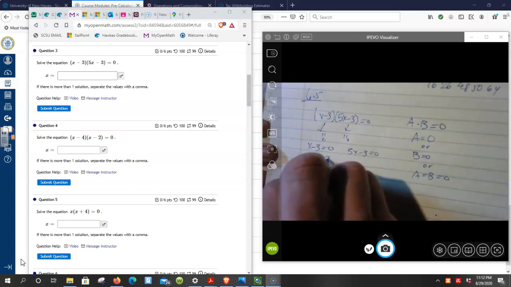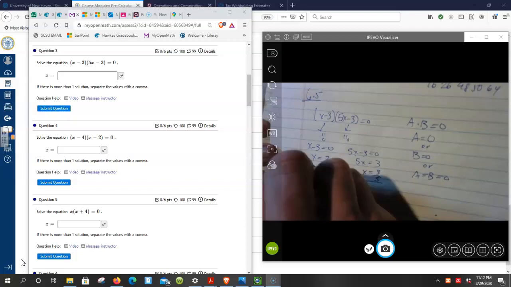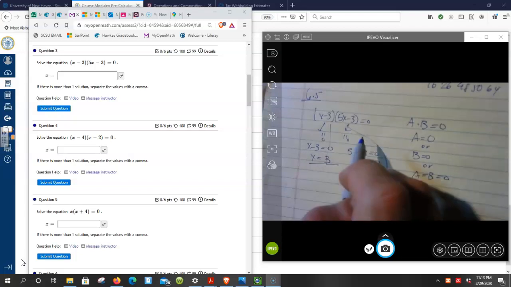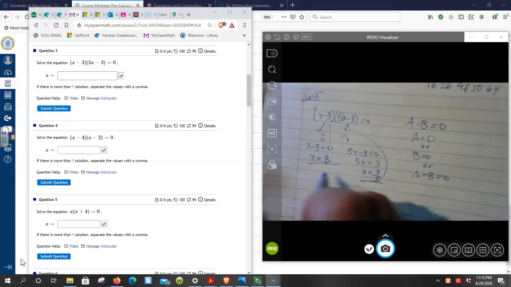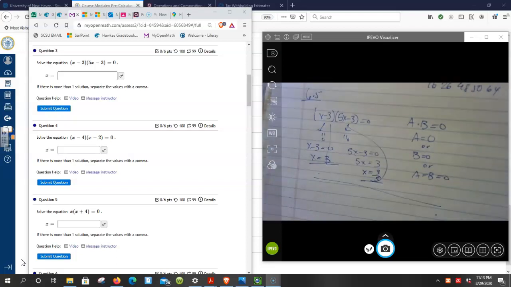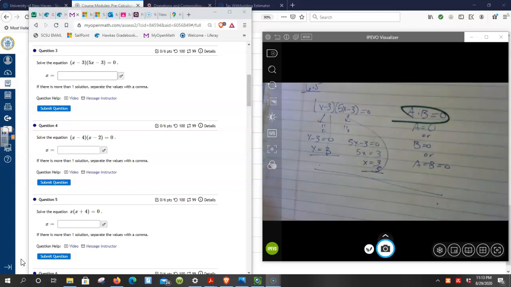So you're going to get x equals 3, or you're going to get 5x equals 3, which gets you x equals 3/5. So your two values of x that make this equation equal to 0 are there. Okay? Zero property. I tried to circle those for you so you have them. That's the key property that you need.